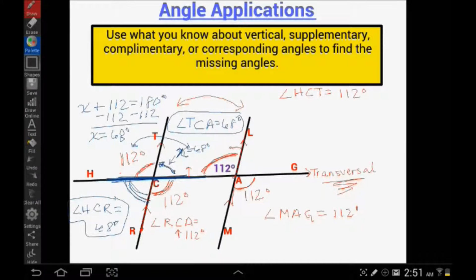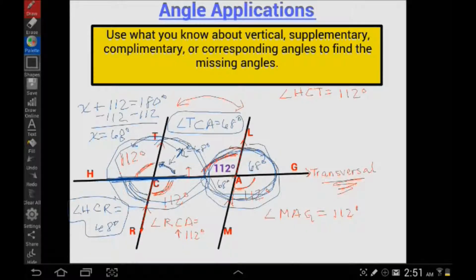So now we basically have everything we need. This group of angles right here is no different from this group of angles over here. This was 68 degrees, well, so is this. So that's, like I said, kind of a carbon copy of the angles from one side to another.